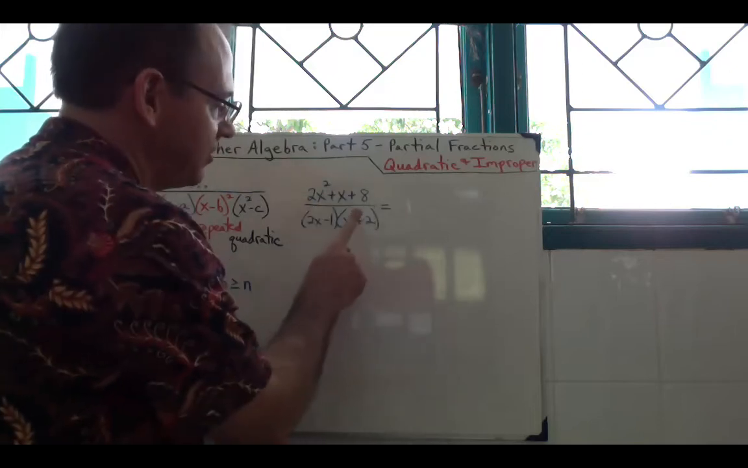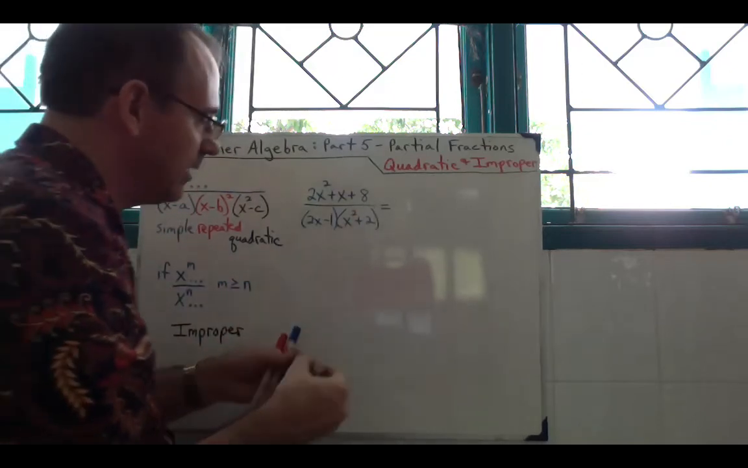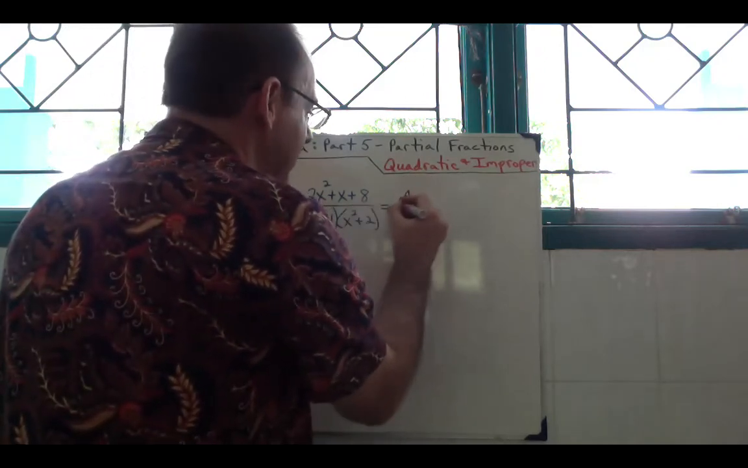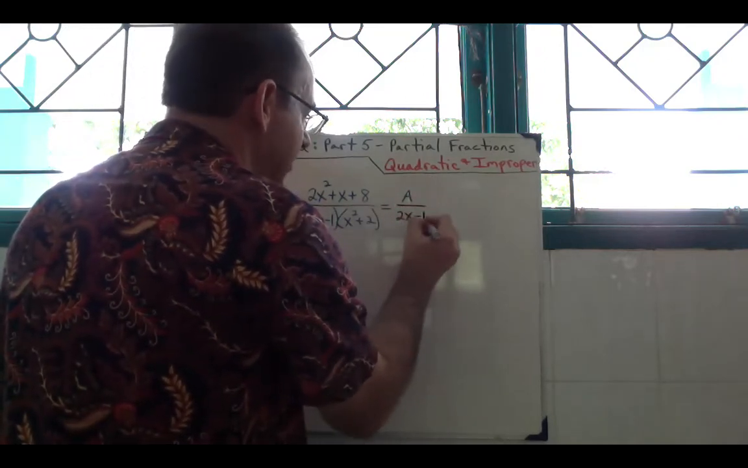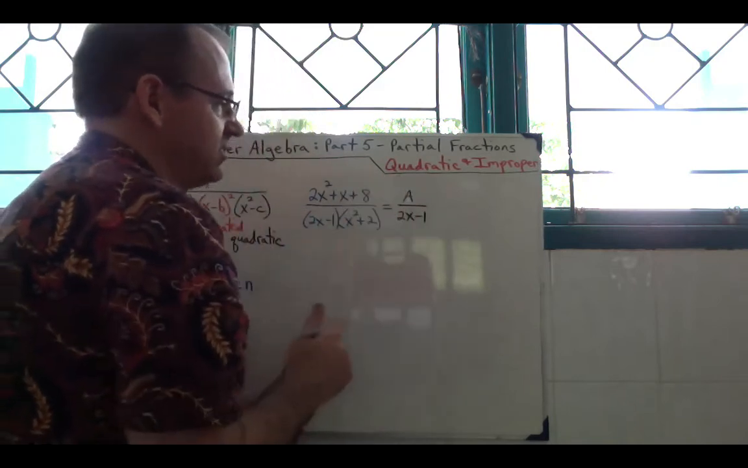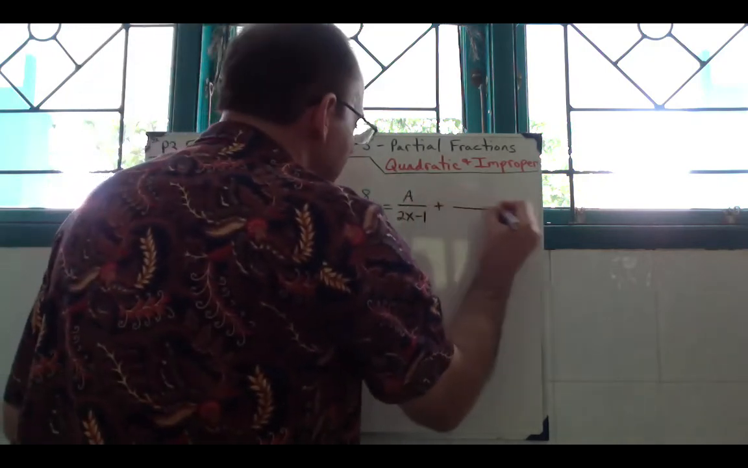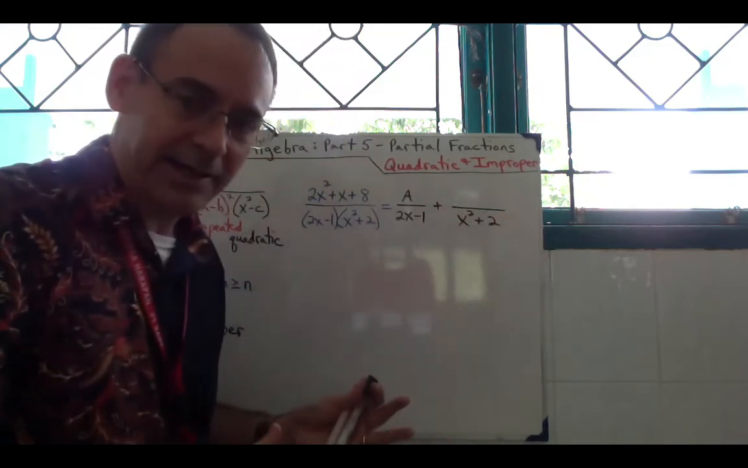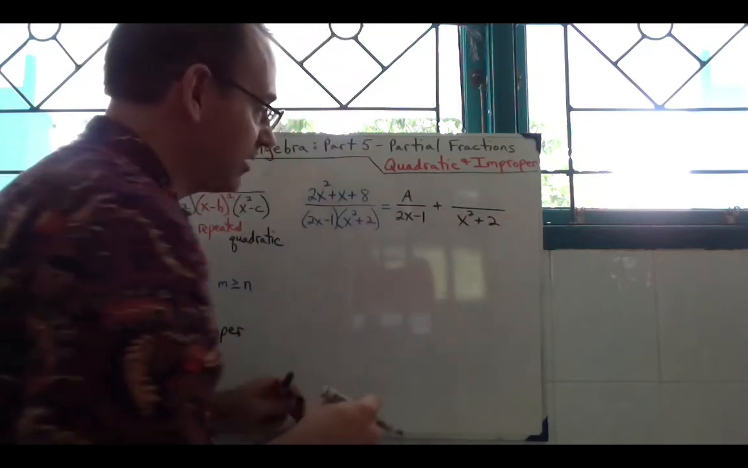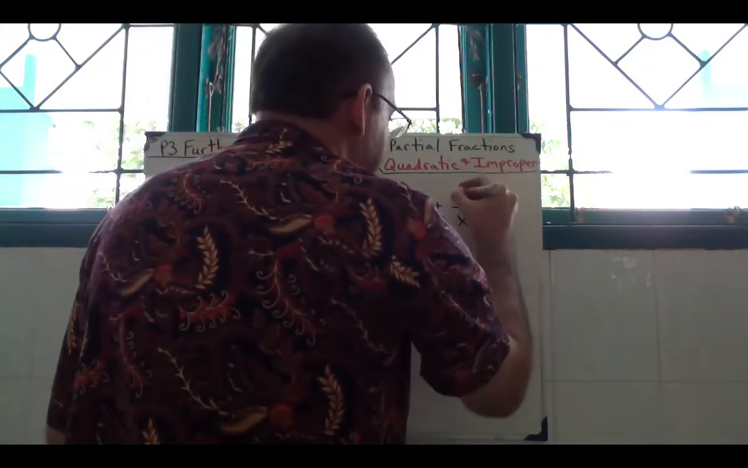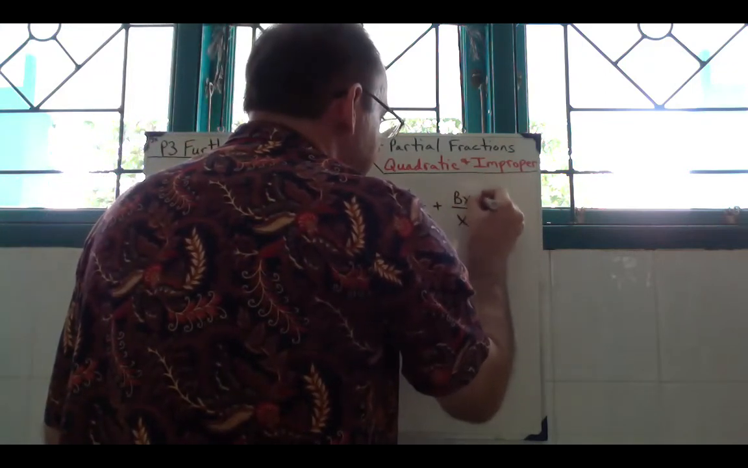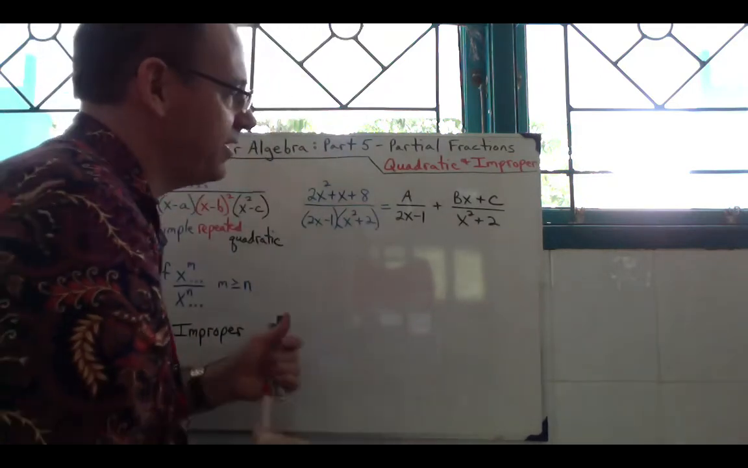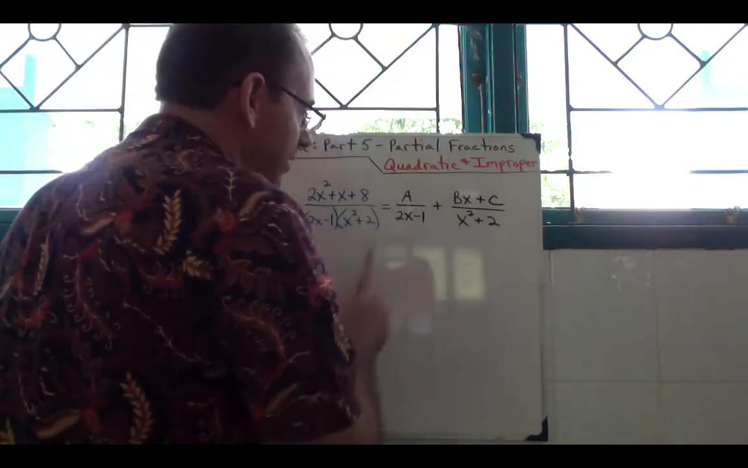So when we look at this, we have an obvious quadratic. So we're going to start with our simple a over 2x minus 1. Linear goes to constant. Plus, now we have a quadratic. There's no other way to look at it. It can't be repeated. It's obviously a quadratic. So that means the top can be linear. So bx plus c.